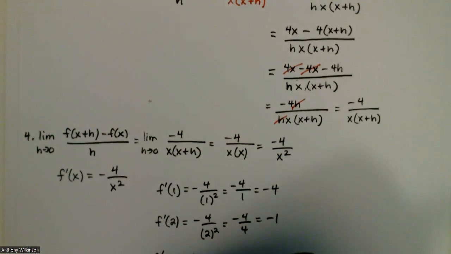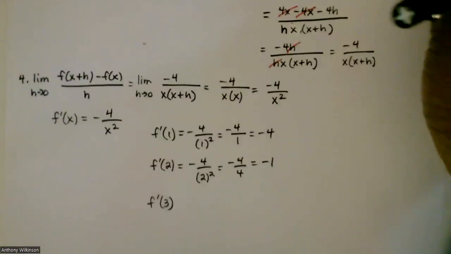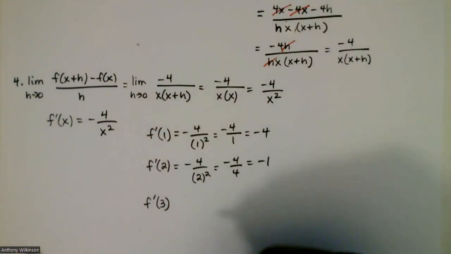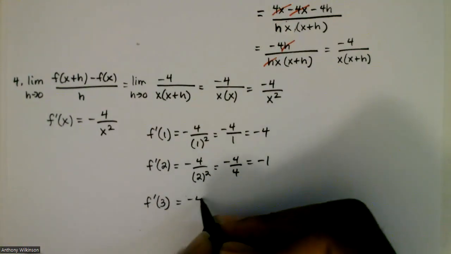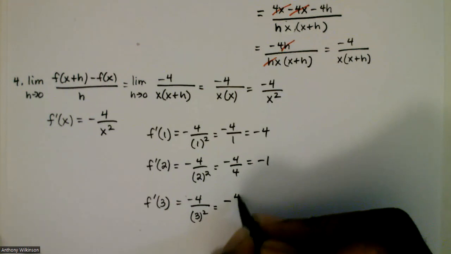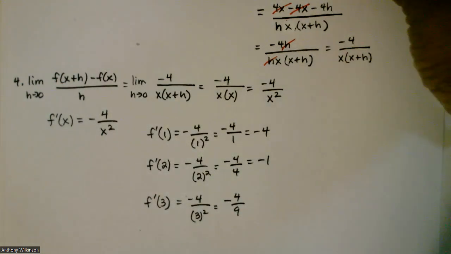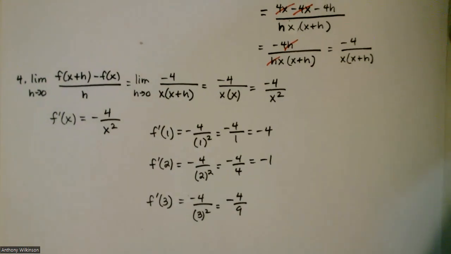And then f prime of 3, let me pull the paper up so y'all can see it. F prime of 3 would be this negative 4 over 3 squared. So I have a negative 4 over 3 squared, which will be 9. So it'll be negative 4/9 as the final answer for f prime of 3. Okay. So that's how we use that 4-step process to find the derivative of a function.